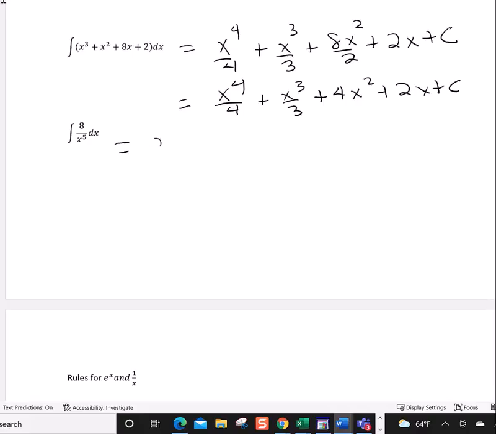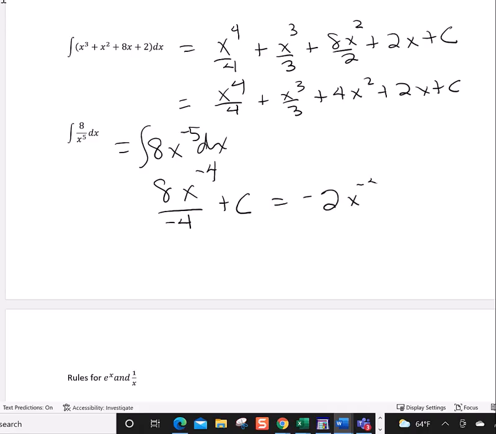This is 8x to the negative 5 dx, so always rewriting to make it a power rule. Now this 8x, when I add 1, it becomes negative 4. I divide by negative 4, I add c. 8 divided by negative 4 is negative 2. Then I have x to the negative 4 plus c. You can also write that as negative 2 over x to the 4th plus c.